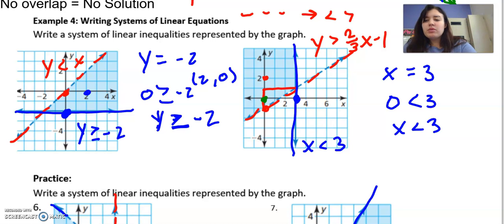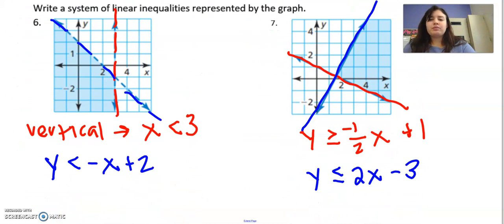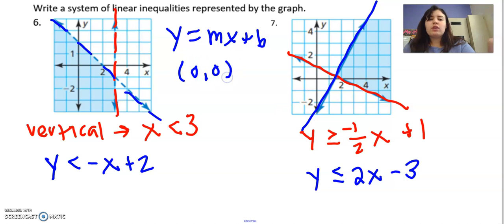Okay, so examples 6 and 7. These two examples, I have the answers ready for you. All I want you to do is to remember, find your slope, find your y-intercept, and then plug in your points. For this one, you can plug in 0, 0. For the other, you can plug in 3, 0. And then adjust your inequality accordingly. Okay, so just do your best. We're going to review all of this and complete the word problems in class.